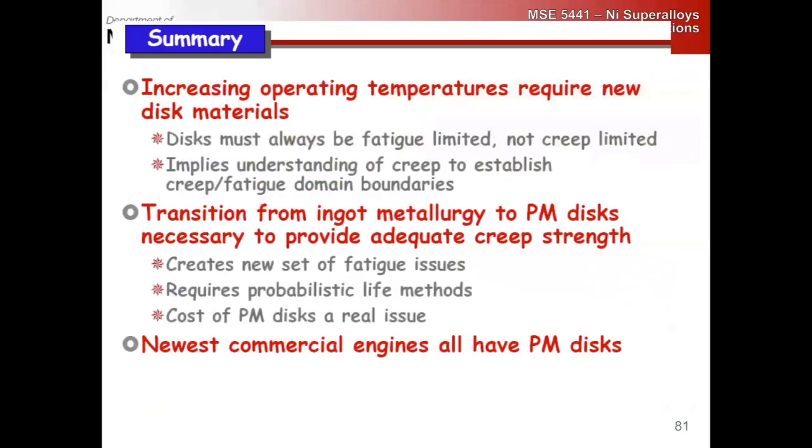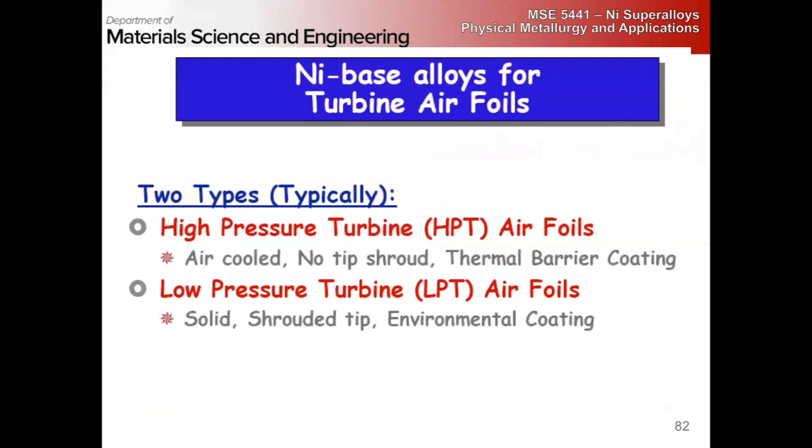Okay, so that's thinking about discs. For airfoils, we have high pressure turbine and low pressure turbine. The high pressure turbine is, of course, the hottest part. So these are cooled blades, and they're going to have a thermal barrier coating on them. Low pressure turbines are solid and have an environmental coating. The shrouded tip, right, is just essentially what it means. It's another airfoil that's on the top that helps control.